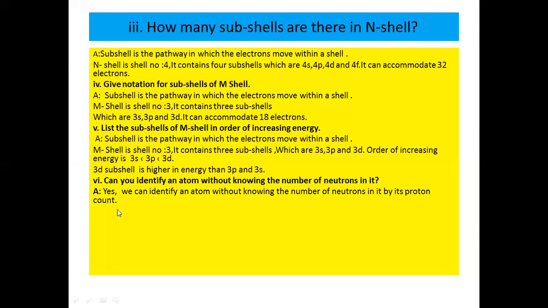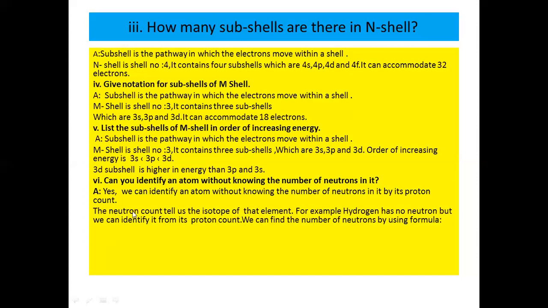Proton count means by its atomic number. The neutron count tells us the isotope of that element. An isotope has no position in the periodic table. For example, hydrogen has no neutron, but we can identify it from its proton count, and we can find the number of neutrons by using a formula. If we have no information about the neutron, only information about the mass number and the atomic number, we can find out the number of neutrons by using this formula. Number of neutrons is equal to atomic mass minus atomic number.